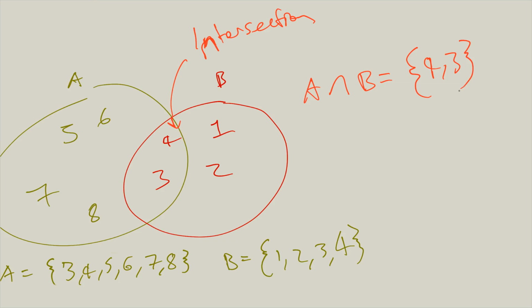Does it matter that I wrote 4 first? No. Why not? Sets don't have an order. Wonderful. So if the N is the intersection, then this is going to take a little bit of speculation on your part, except for those who've already done it. What do you think the union will be?